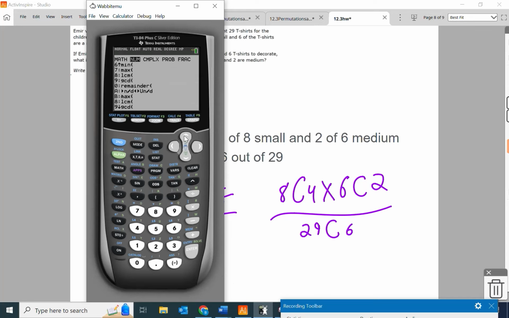I'm going to type this all in at once. I have 8, math, probability, choose 4, times 6, math, probability, choose 2. And that's sitting over 29, math, probability, choose 6. Not too high. 5 over 2262.